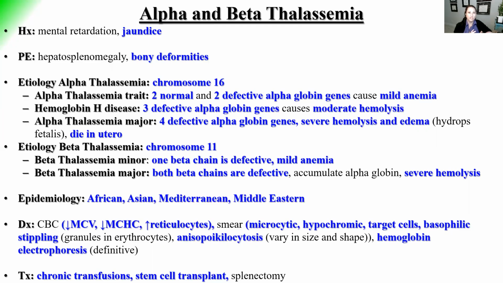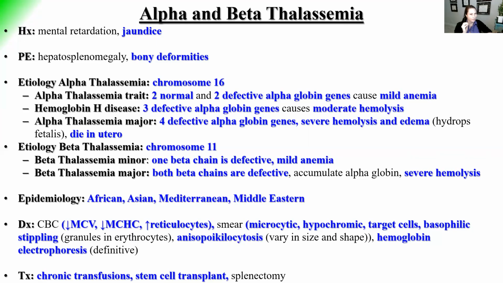We have beta thalassemia minor and beta thalassemia major. In minor, one of the beta chains is defective. This will cause a mild type of anemia. In major, both of those beta chains are defective, and this will cause a severe hemolysis. So remember that both of the majors cause severe hemolysis. This is most common in our ethnicities of African, Asian, Mediterranean, and Middle Eastern populations.